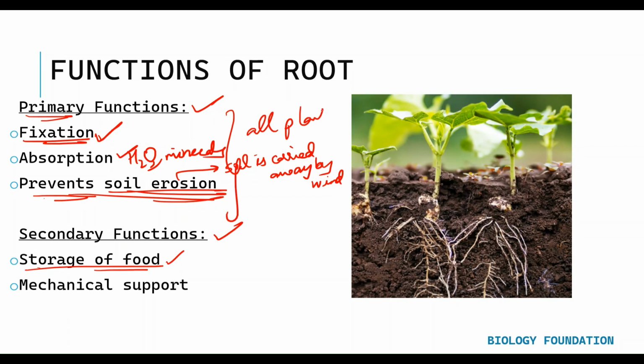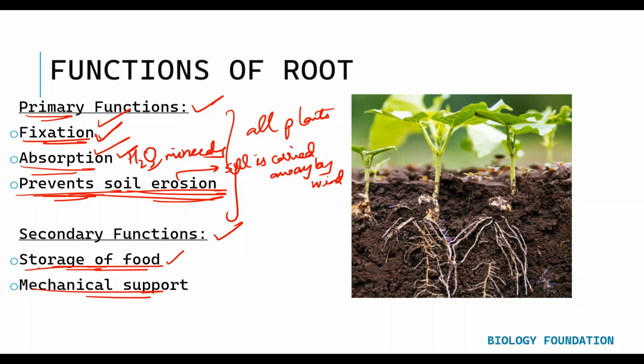In any plant, you can see the root helps in fixation. Roots help in absorption of water and minerals. They help in preventing soil erosion. But secondary functions are found only in a few plants. In some plants, roots help in storage of food. In some, they help in providing mechanical support. We'll understand it with better examples, only then you can understand the secondary function. But I hope you are clear with the basic functions, or the primary functions, of a root.